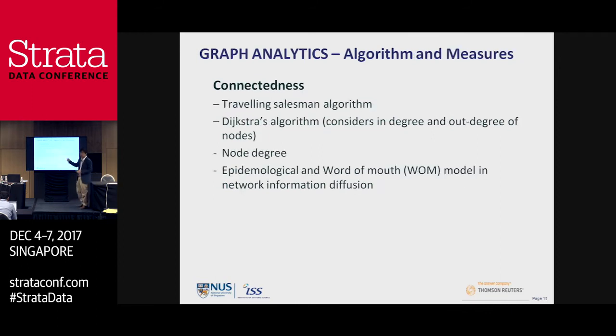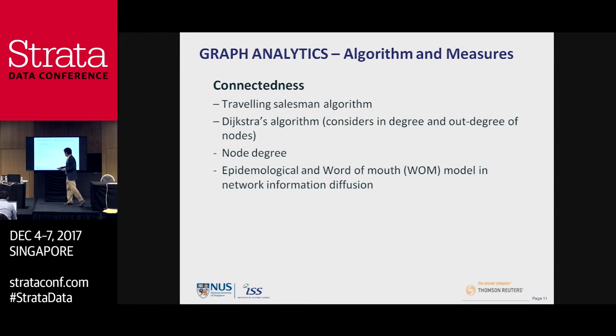Connectedness. The traveling salesman is probably a century-old algorithm. In the network, how do you find the fastest and cheapest way to connect the various nodes together? For example, if you have a Grab driver, or Food Panda or Uber Eats, how do you want to deliver the food in the fastest and most economical manner? This is something on a network. There's also the GCAS algorithm, and node degree.